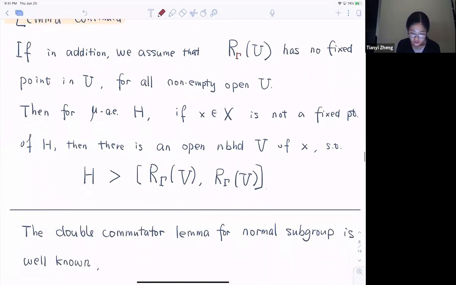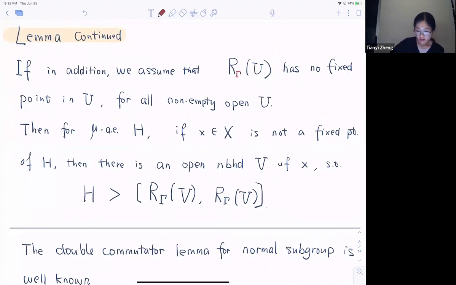And then if this is true, you can say a little bit better that for an invariant random subgroup mu, almost every sample H satisfies the property that if a point in the space is not fixed by H, then you will be able to find an open neighborhood of this point such that H contains the derived subgroup of the rigid stabilizer in this neighborhood. So this version of the lemma can really be used almost identically in the same way as for normal subgroups to derive properties that IRSs must satisfy.